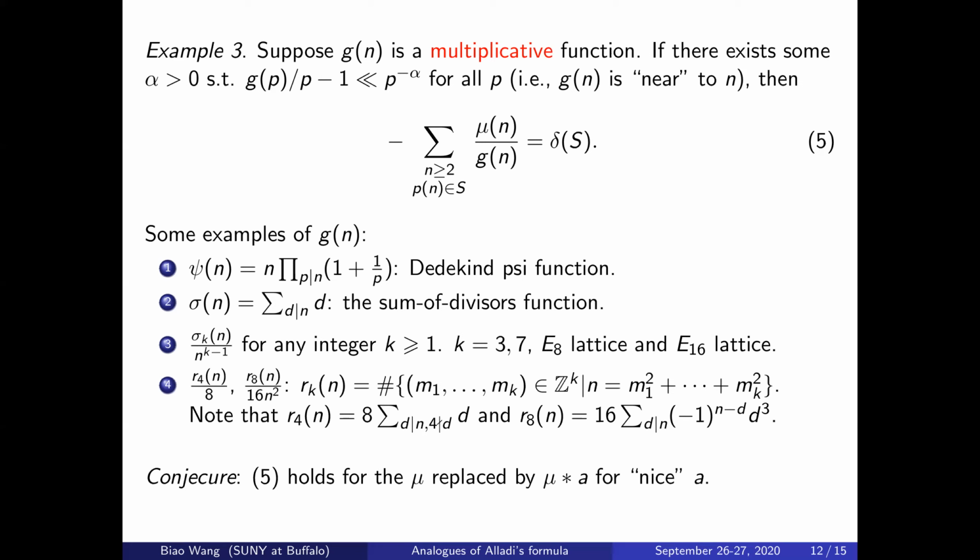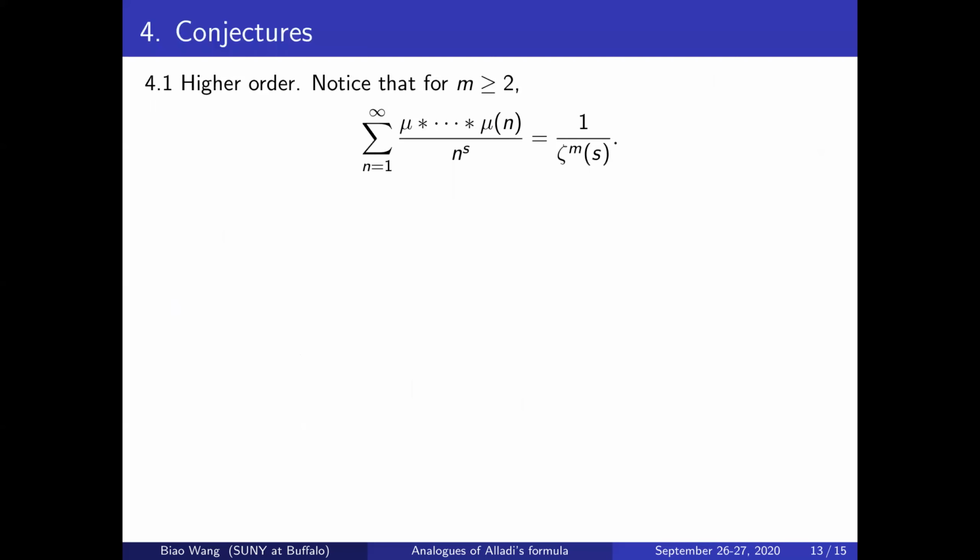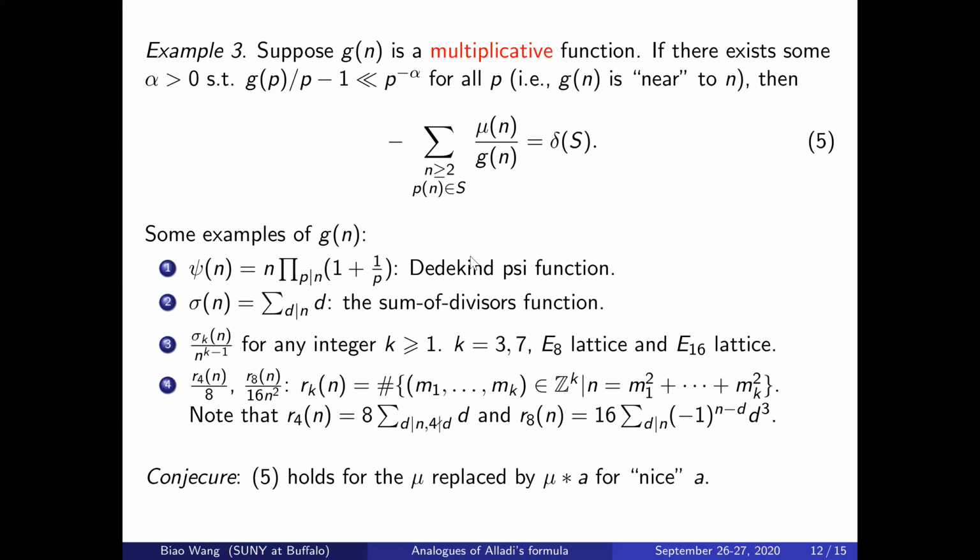A natural conjecture is the formula here. The formula 5 also holds if you replace mu by more general functions like the Liouville function and the Ramanujan sum.